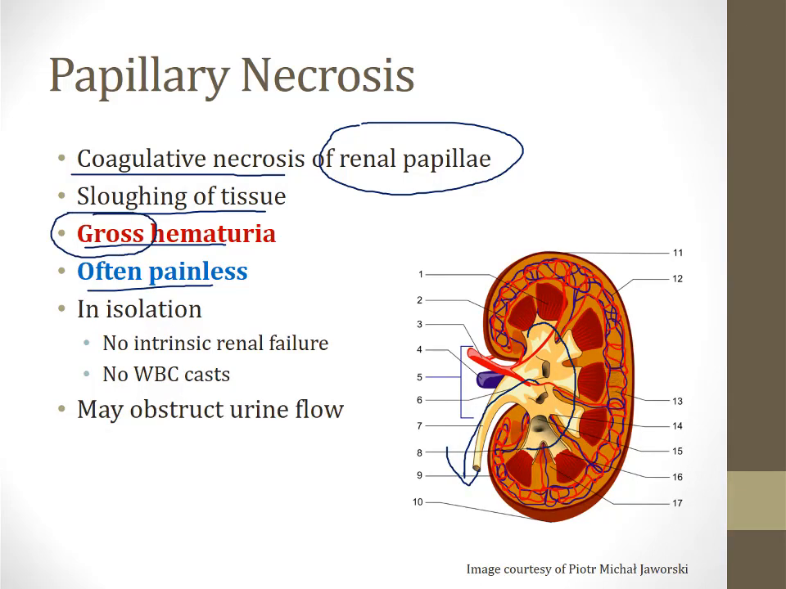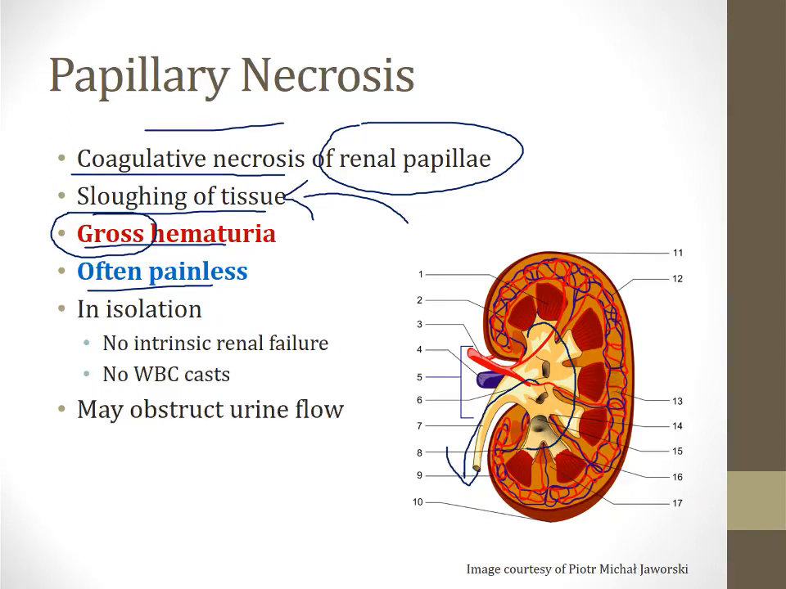So often when we talk about hematuria in kidney diseases, we're talking about microscopic hematuria that you only see with the microscope. The situation is different in papillary necrosis. Because you have sloughing off of large pieces of tissue, patients will report that they see clumps of blood in their urine. That's very unusual. That's gross hematuria, and that's what you see in papillary necrosis.